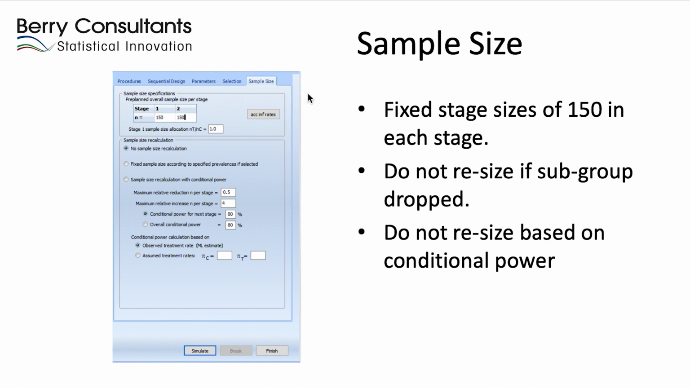And then lastly, we set the sample size. As we said in the setup, the overall sample size is going to be 300 patients, 150 in each group. The allocation is going to be 1-to-1 between the treatment and control. And at this point, we're not going to do any sample size reallocation, so the rest of this tab is ignored. And at that point, we're set up and we're ready to run some simulations.